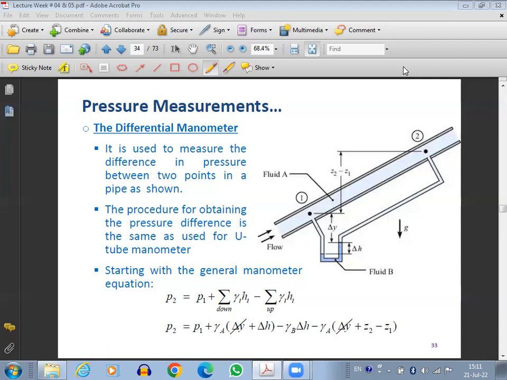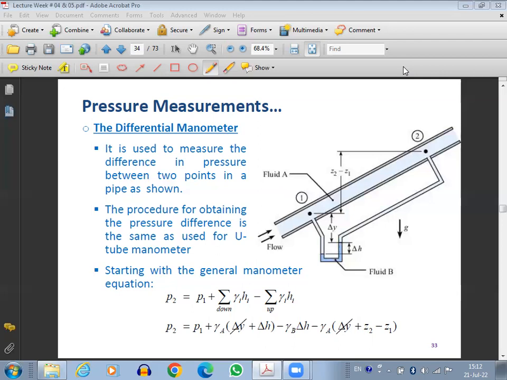So in that case, it's not practically feasible to use either of the two devices, because both devices are open to the atmosphere, and our comparison is always with the atmosphere. But sometimes we have very high pressures within the line, and we just want to know the pressure difference between 2 points in the line. It's possible that both points are at a very high pressure compared to atmospheric pressure, but we are not concerned with the actual amount of pressure at that point.